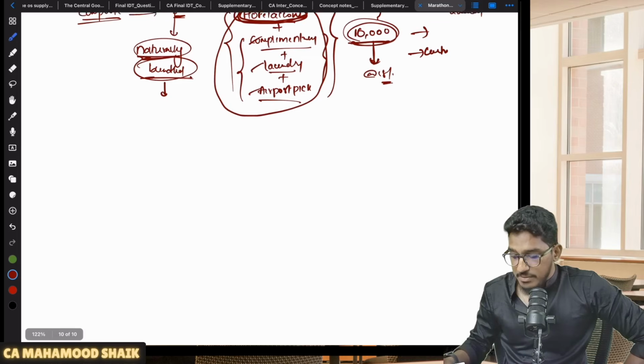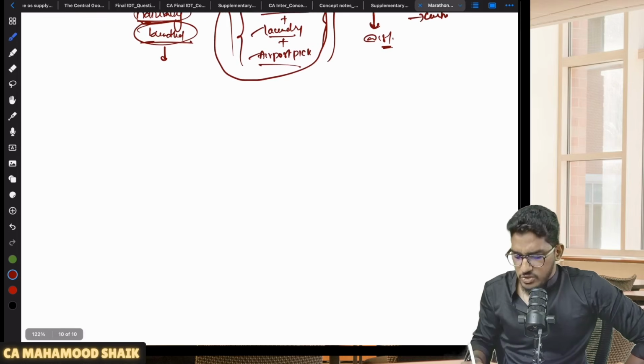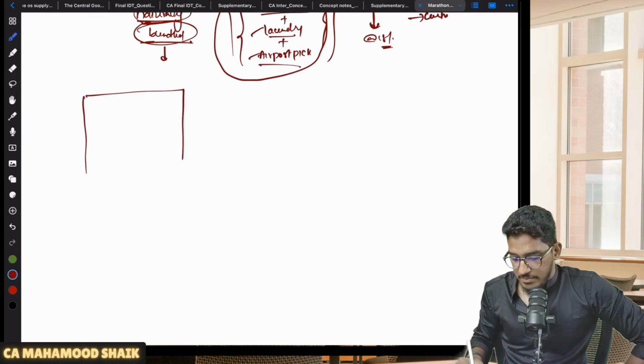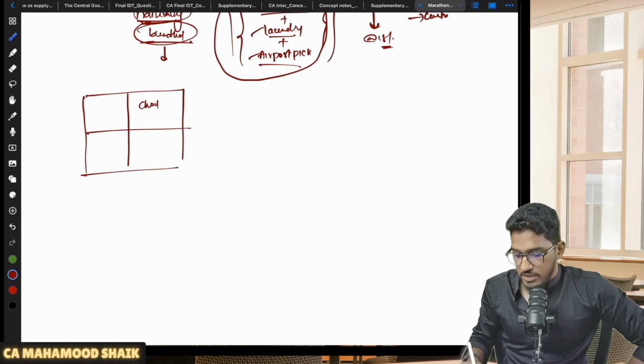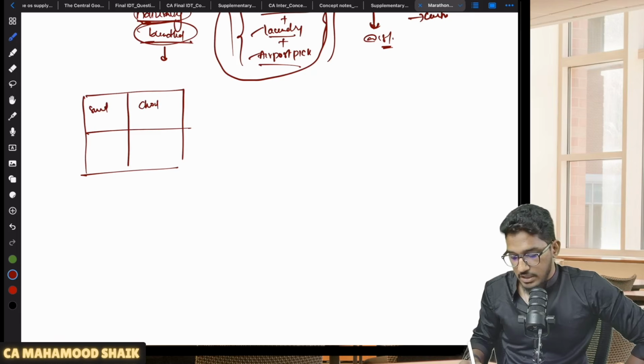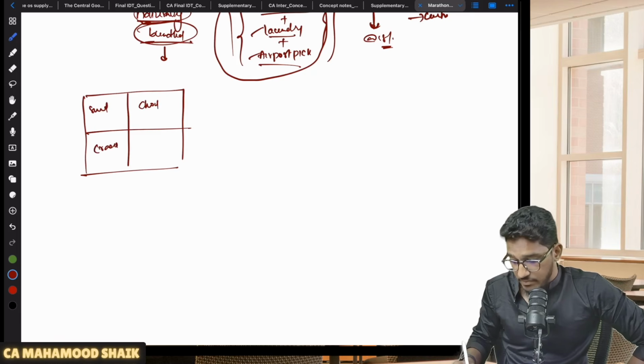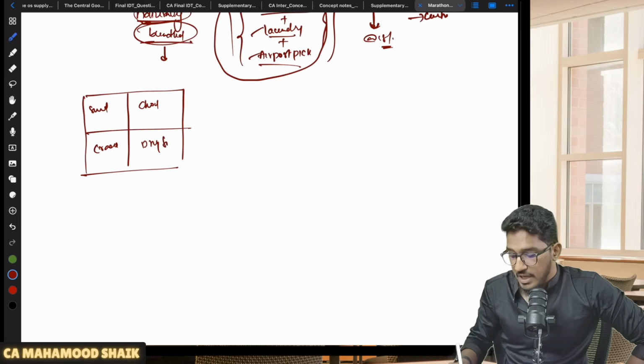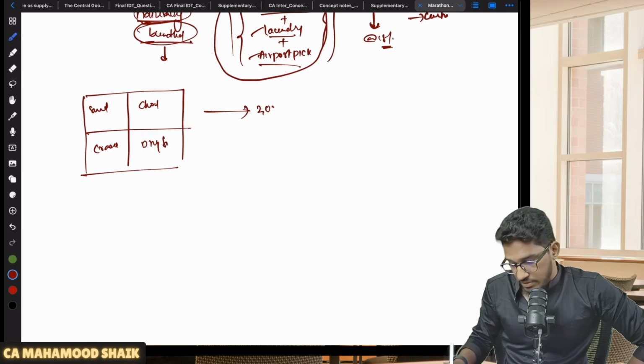Now, sometimes the supplies will not be naturally bundled. One common example which I often use: let us say Cadbury is selling a Diwali pack. In that Diwali pack, 4 compartments are there. In one compartment, they have kept chocolates. In one, sweets. In one, crackers. And in one, dry fruits. And this package, they are selling for 2,000 rupees.